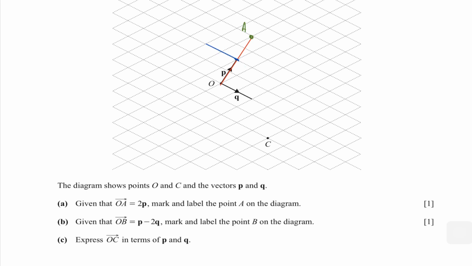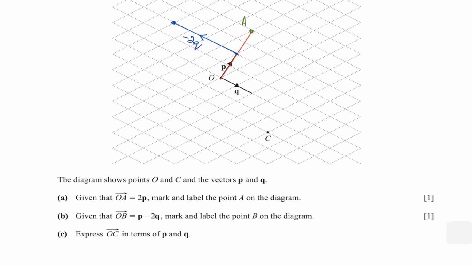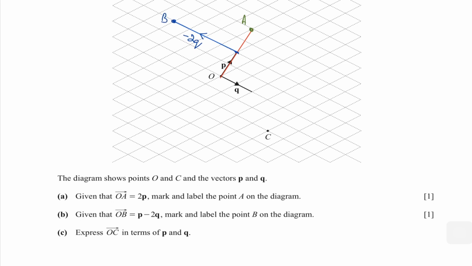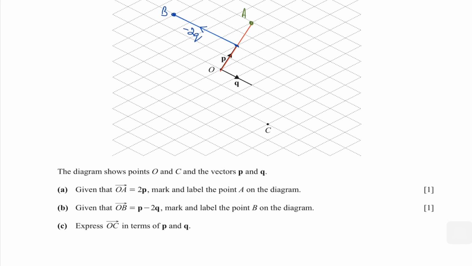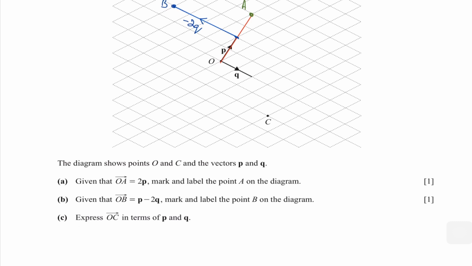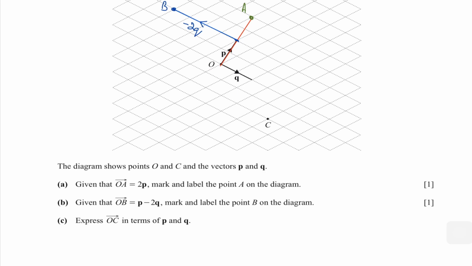So this is going to be 1Q. Minus, because it's in the opposite direction, and this right here is going to be minus 2Q. Okay, so I'm going to place a point here, and this right here is minus 2Q. So there we go. We have the point B, which is P minus 2Q. Okay, so the next part says express OC in terms of P and Q.